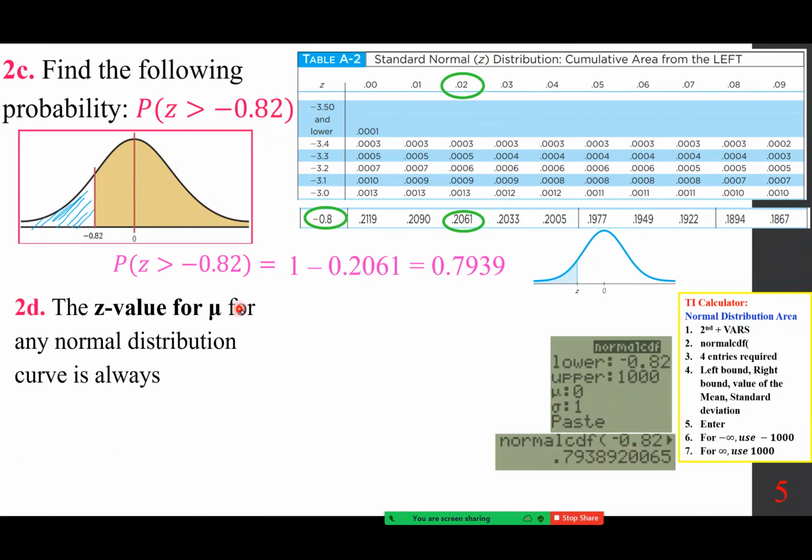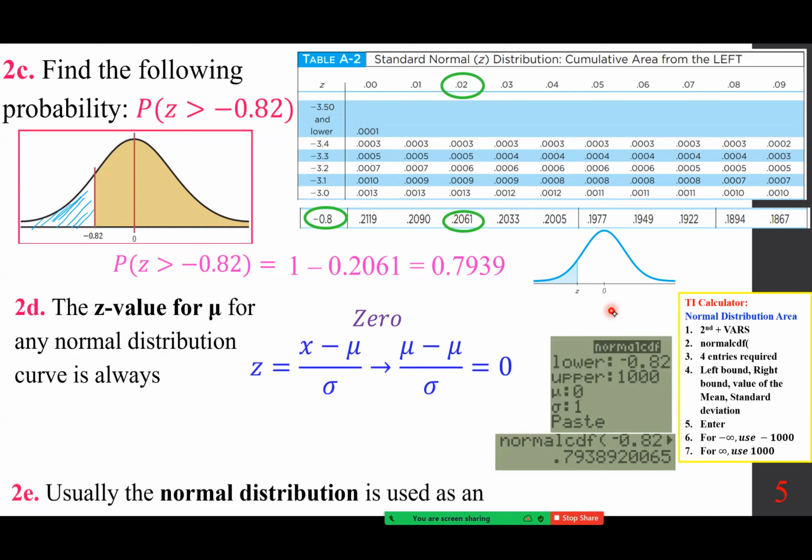The z-value for mu for any normal distribution curve is always 0. Here's the reason. Z-score is defined as x minus mu over sigma. And now we're going to replace this x with mu. So the numerator becomes 0 over sigma. And that's why it's 0. And that's what happens here also for the SND.